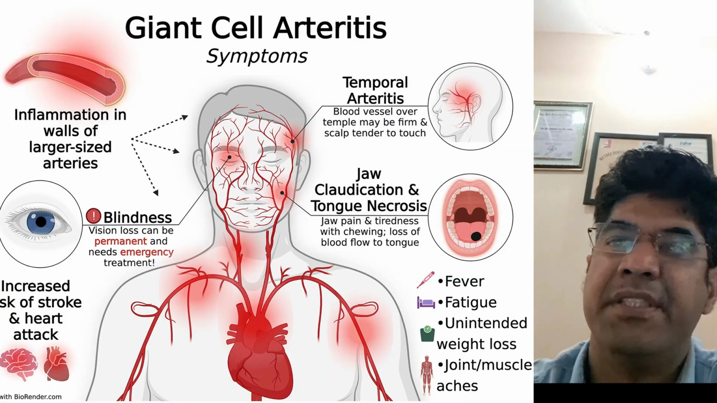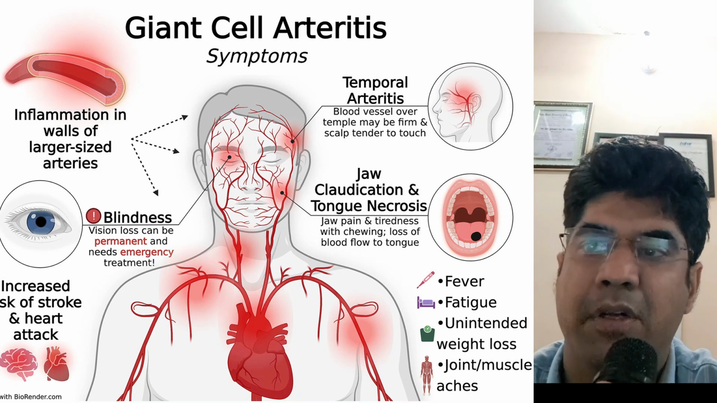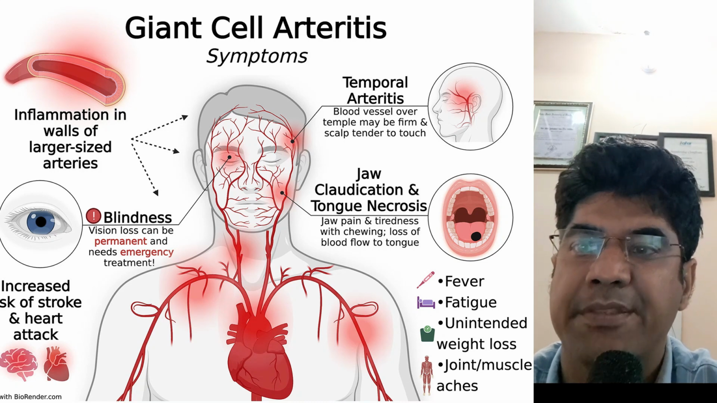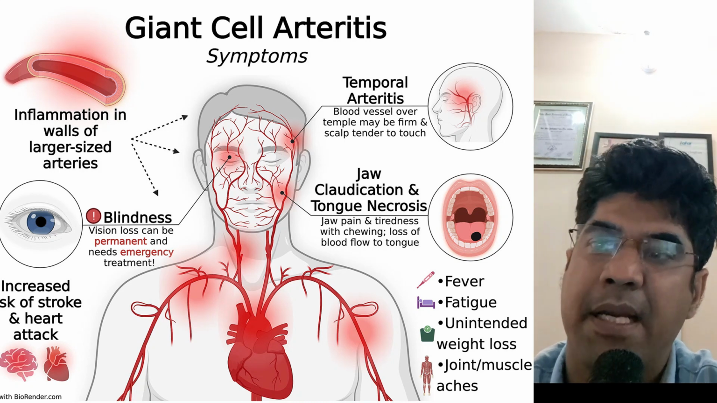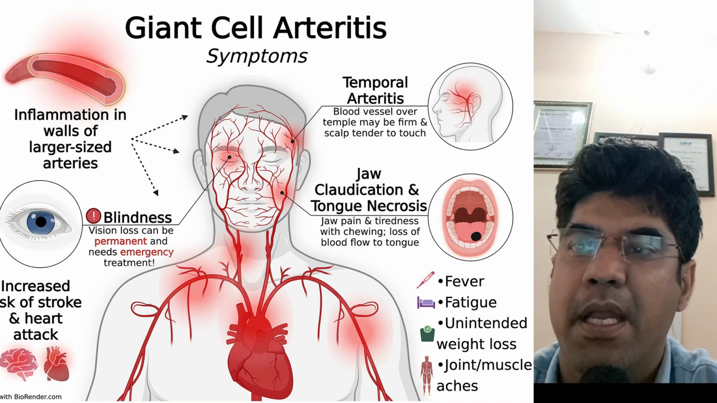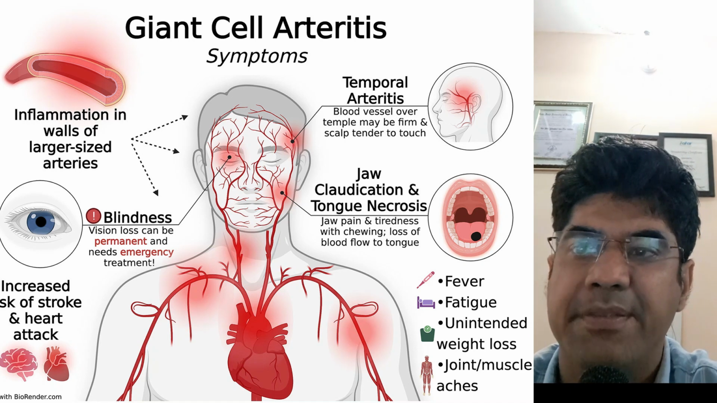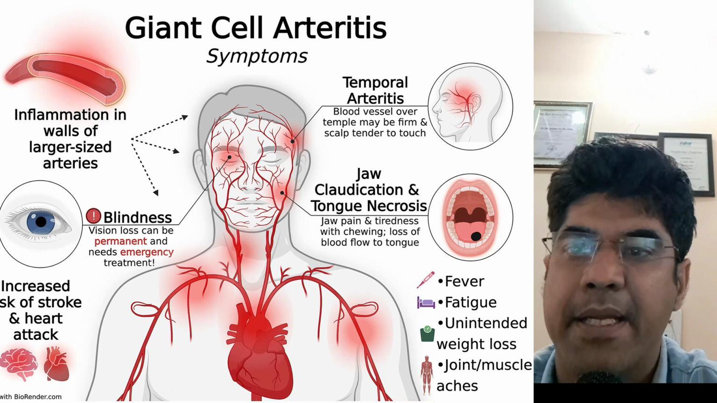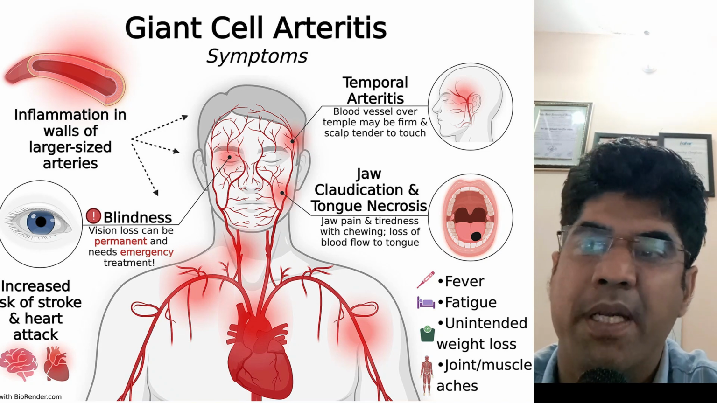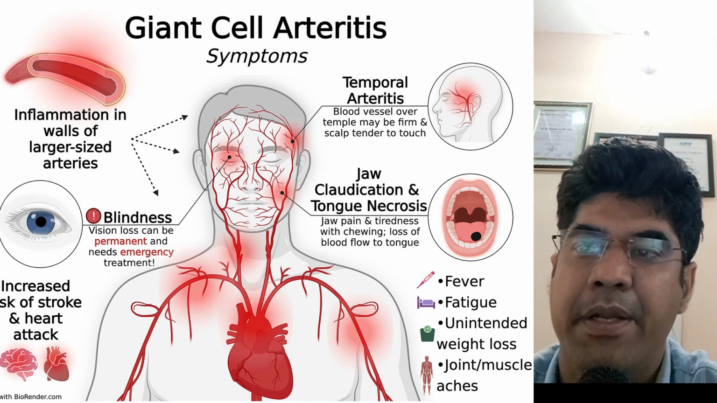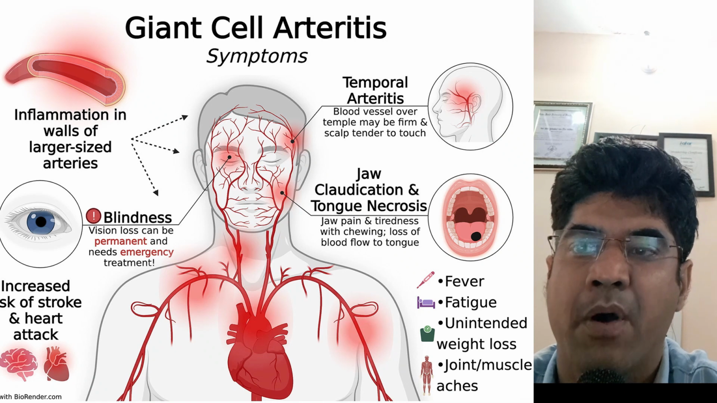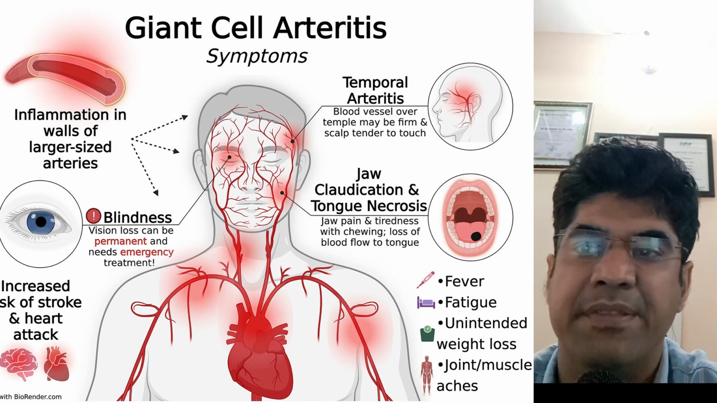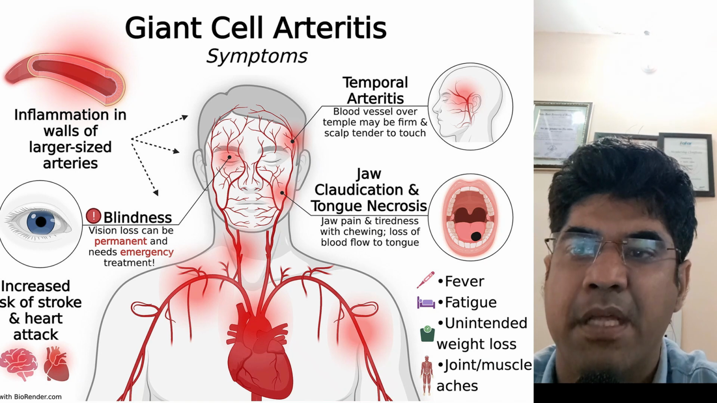Other condition is giant cell arteritis. It is also known as temporal arteritis. What is the other name of giant cell arteritis? Temporal arteritis. It affects the medium and large arteries, especially those in the head and neck. It is seen over the age of 50 years. It occurs due to the abnormal immune response that causes inflammation of affected arteries.